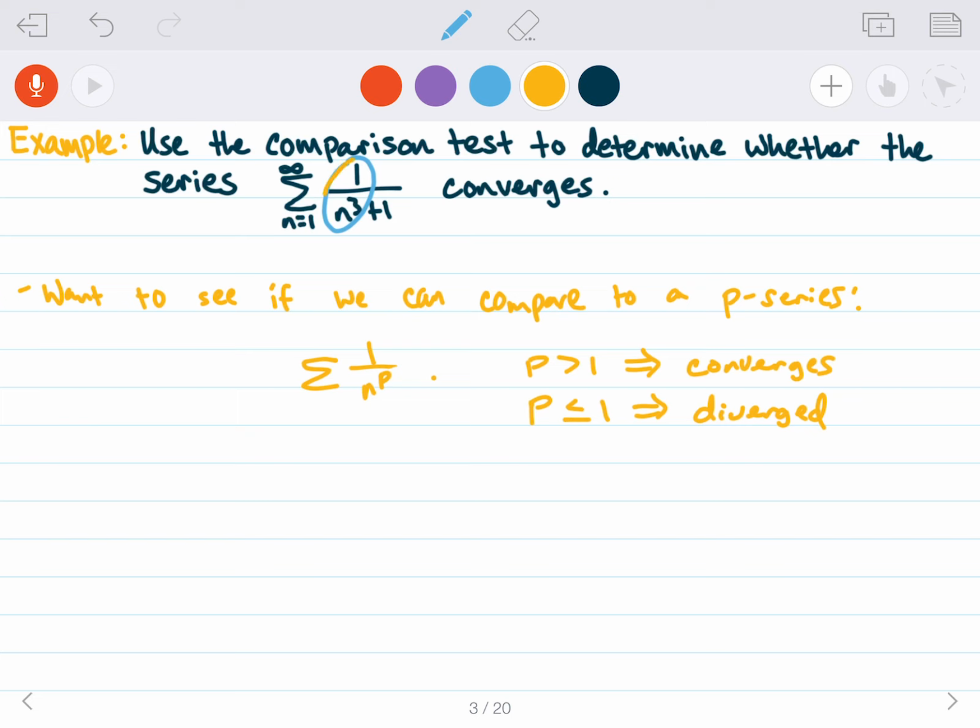That's the idea here. So we want to take the highest power in the numerator, which we just have 1, and the highest power term in the denominator, which is n to the third, and that's what we want to compare to. So let's compare 1 over n to the 3 plus 1 to 1 over n to the 3. Now, which one is bigger? Well, the bigger one is going to have the smaller denominator, and the smaller one is going to have the bigger denominator. Sorry, I don't know if I said that backwards. Let's regroup that. So the smaller number has the larger denominator. So this guy right here is the smaller one.